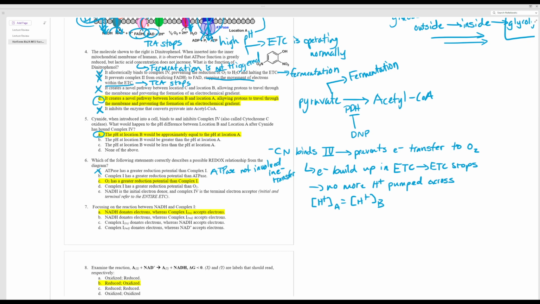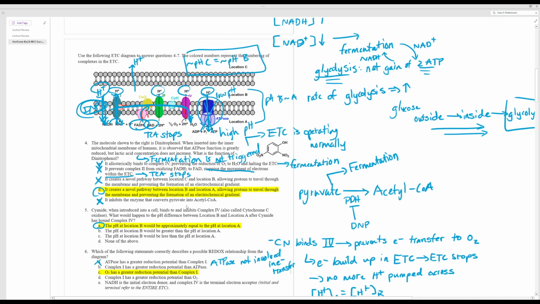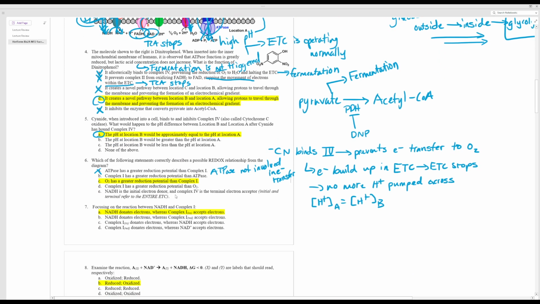What it's doing is taking the H plus, undergoing chemiosmosis to bind ADP and P sub i to make ATP. It's not involved in any electron transfer. So ATP synthase is not part of the ETC. They can be coupled together. B, complex 1 has a greater reduction potential than ATPase. Same thing, ATPase is not involved in redox.